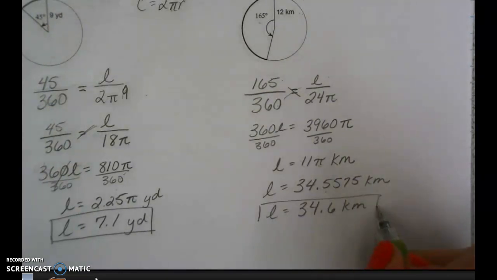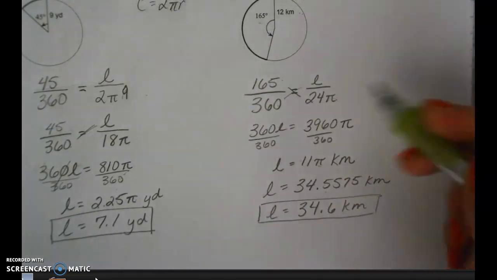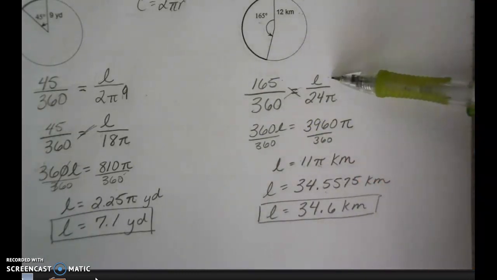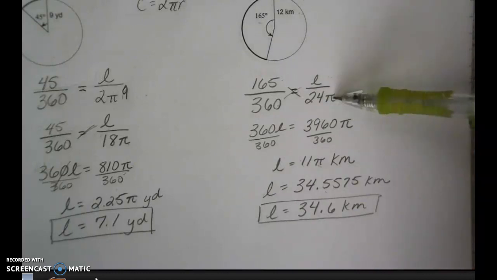kilometers. Just remember your ratio of the small angle to the big should be in proportion to the ratio of the smaller arc to the circumference.